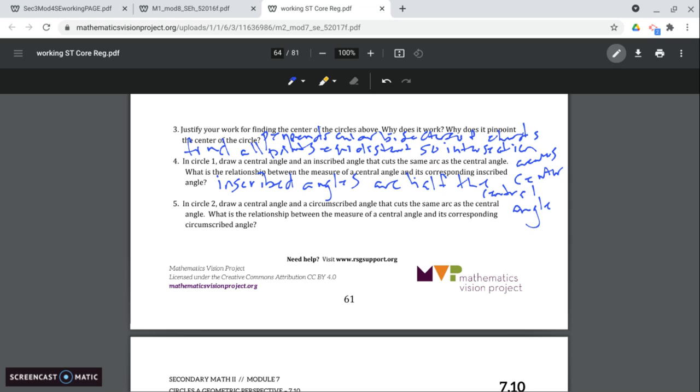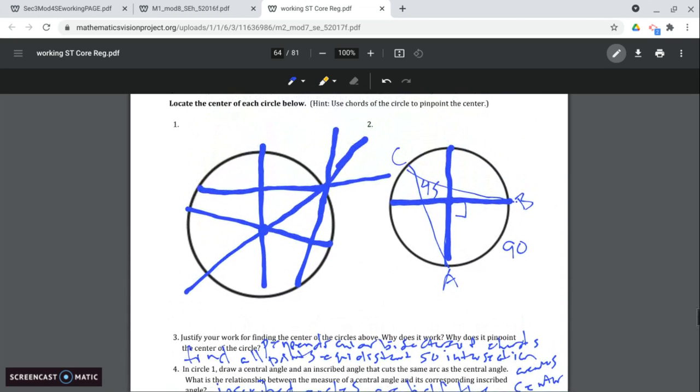So in circle 2, which obviously I drew them backwards, draw a central angle and a circumscribed angle that cuts the same arc as the central angle. What's the relationship between the measure of the central angle and its corresponding circumscribed angle? So a circumscribed angle is supplementary to the central angle that intercepts the same arc. A circumscribed angle would be extending it to the outside. Same arc, but it's got those lines coming on the outside, so it's extending off like such.